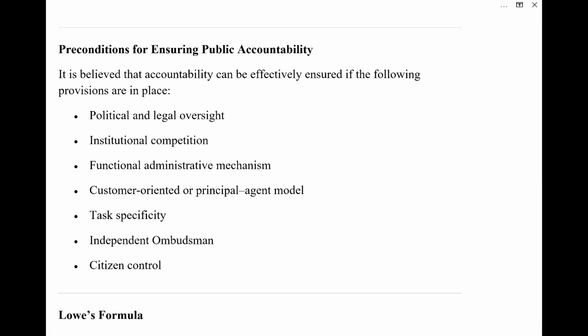Precondition for ensuring public accountability. It is believed that accountability can be effectively ensured if the following provisions are in place, like political and legal oversight, institutional competition, functional administrative mechanism, customer oriented or principal agent model, task specificity, independent ombudsman, and citizen control.